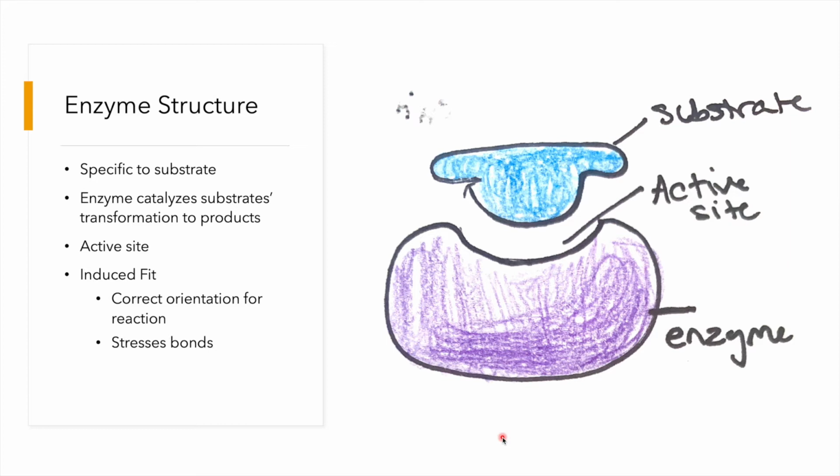The active site also creates a microenvironment specific to the substrate's most efficient conditions. For instance, for a reaction that takes place well in a pH of 4, the active site of the appropriate enzyme will match that pH, allowing the reaction to take place more easily.